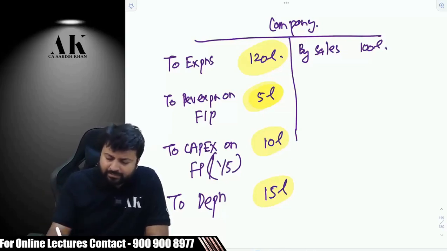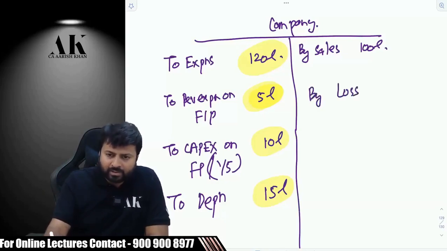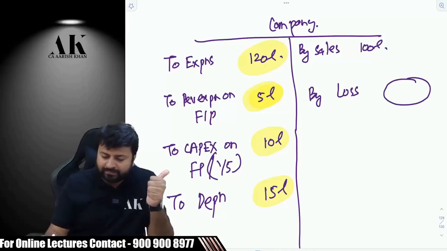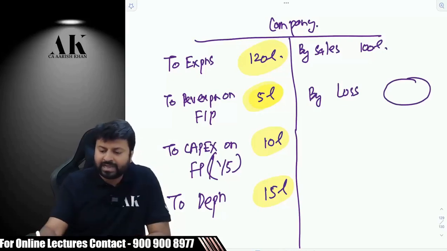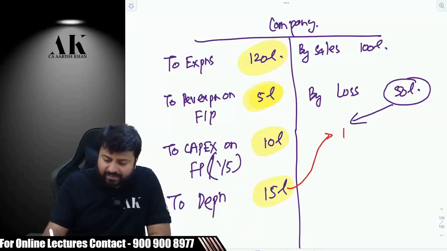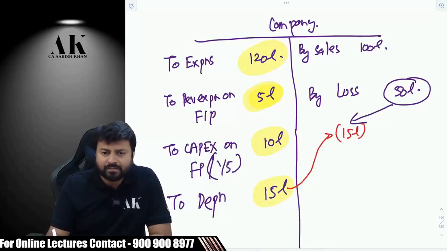Now, what does the income tax say? Listen carefully. Here there will be a loss, obviously. How much is the loss? 120 plus 5, 125, 135, 150. 50 lakhs is the loss. Now, the income tax says what? We all know that. This depreciation will be treated as what? Please tell me. This 15 lakh loss will be treated as what? I have explained to you. This will be treated as what?